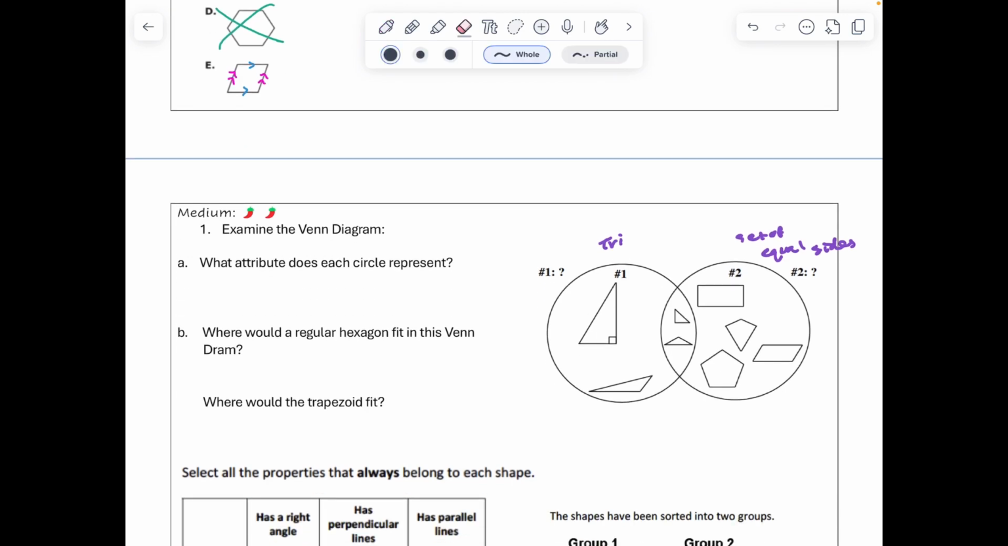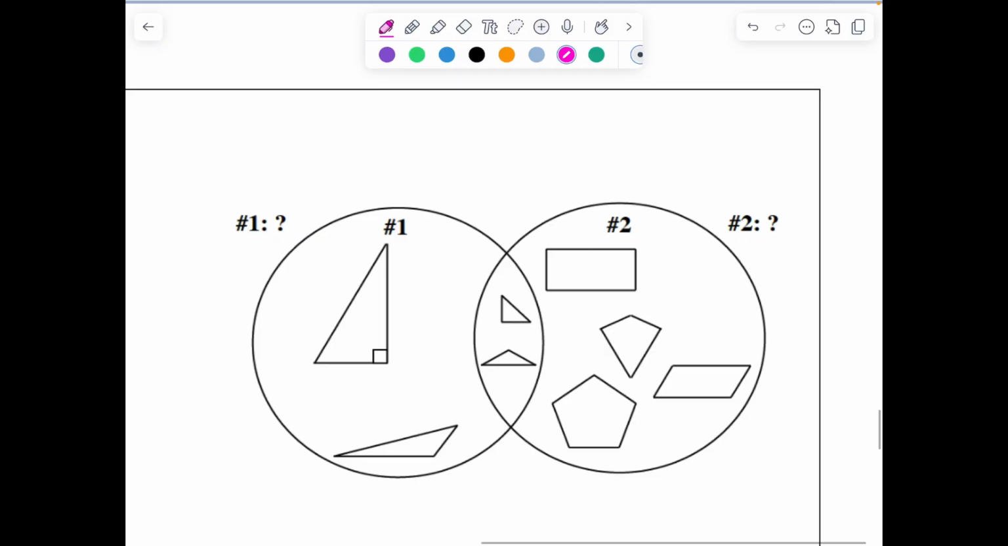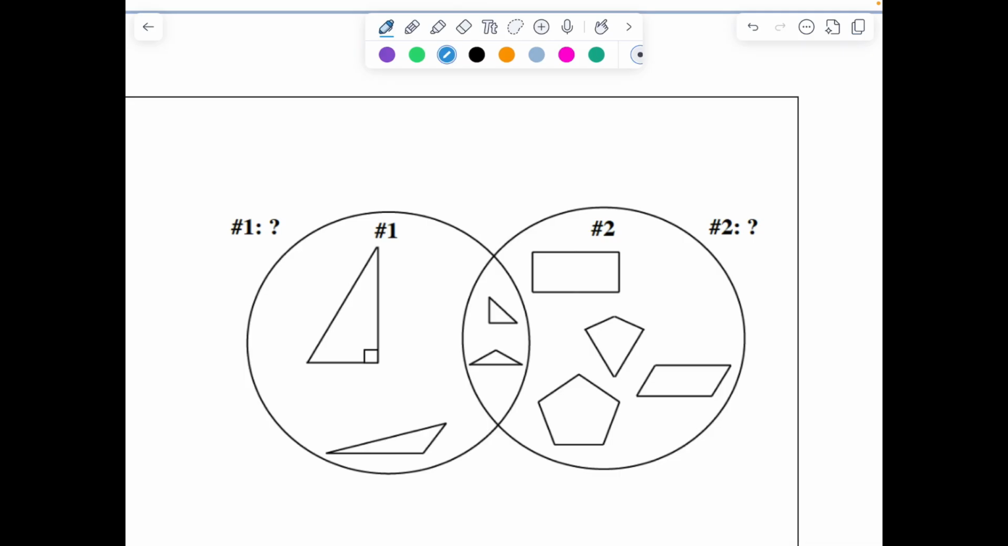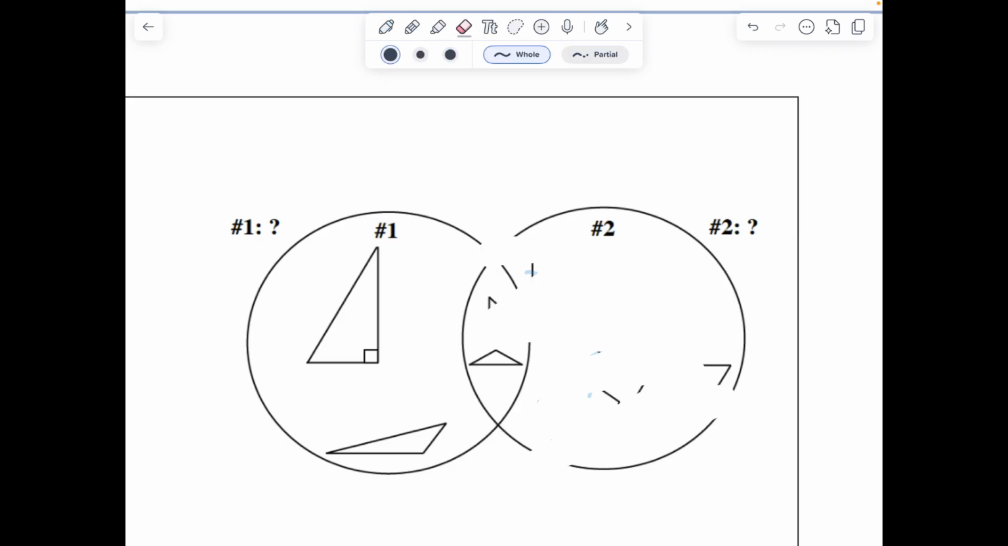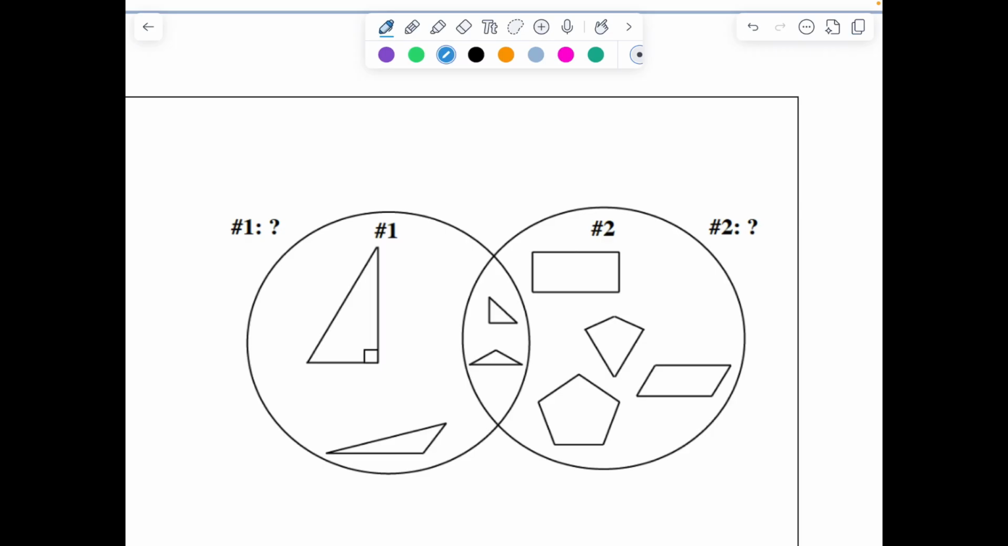On to medium. We are going to try and determine how these were sorted, what circle has what attributes. Okay, it looks like every shape has a set of sides that are the same length, at least one set. Maybe they have more, but they have at least one set that is equal length. So they have a pair of sides with equal length.